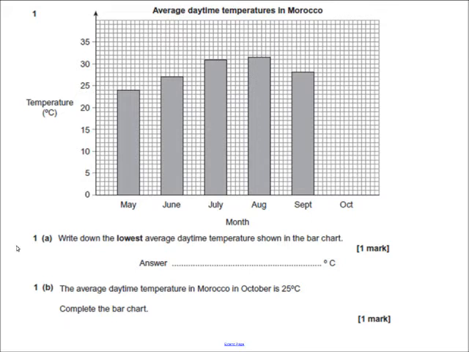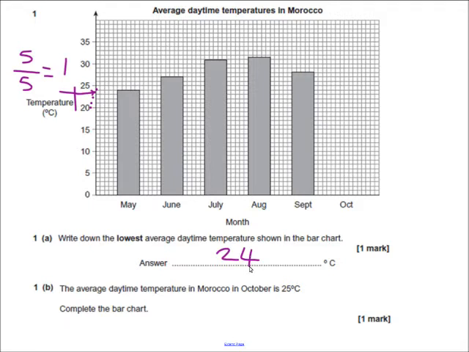Question 1a is asking us to write down the lowest average daytime temperature shown in the bar chart. So when we look across at all the temperatures, we can see that May is the lowest temperature. Now what you need to do is be able to read scales. So between 20 and 25 we have a gap of 5 and 5 minor graduations. So each mark is worth 1. So here we have 20, 21, 22, 23, 24 is the height of our bar. So the temperature in degrees Celsius is 24.